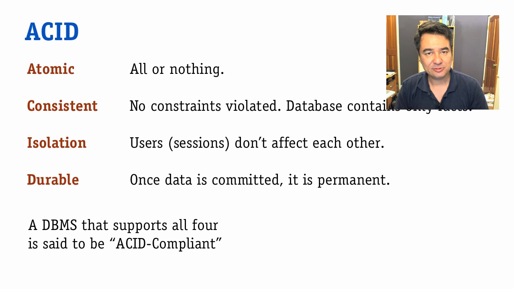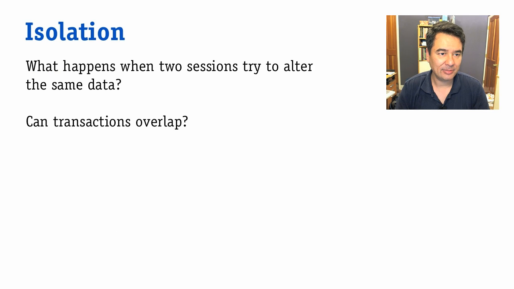A database management system that supports all four of these features is said to be ACID compliant. I want to talk to you a bit more about isolation in particular. For example, I want to answer some questions about what happens when two sessions try to alter the same data at the same time, and in fact, what happens when two sessions overlap, and can they overlap? So to answer these questions, I want to run some examples.